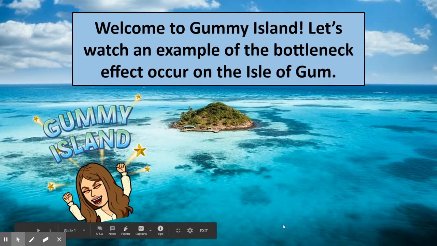Welcome to Gummy Island, everybody. Let's watch an example of the bottleneck effect occur on the Isle of Gum.